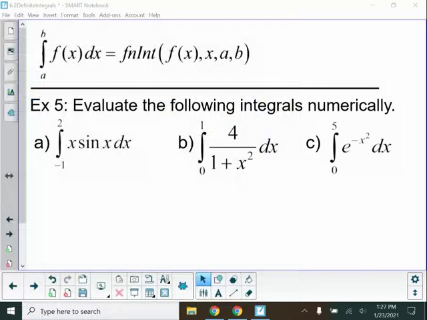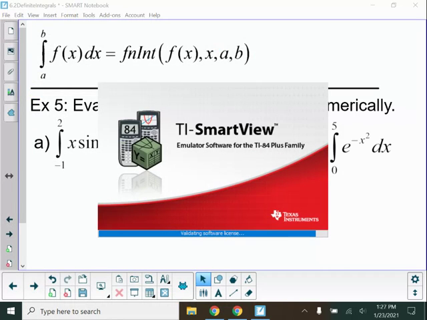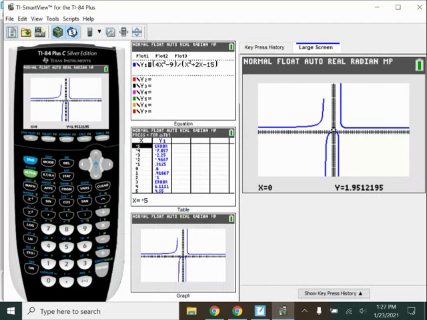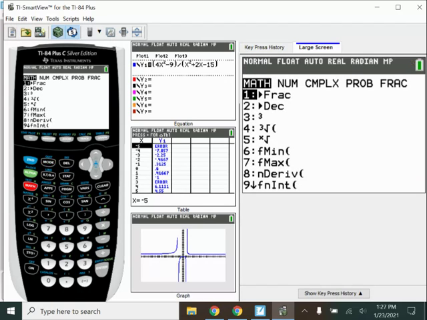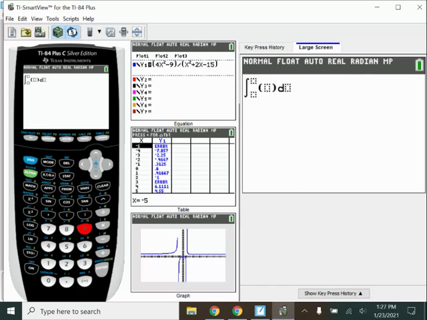So again, we're going to do letter A, which is the integral from -1 to 2 of x sine of x. So let me get back to the main screen here. If you go to math and down to option number 9, that's your fn int. That allows you to set up an integral. And if you have one of the newer calculators, it should look exactly like what I have here.